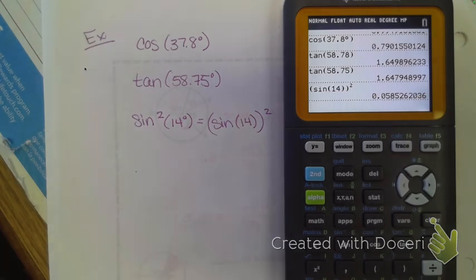So you should get 0.5852. No, 0.0585. Just disregard zeros that don't make any sense, evidently.